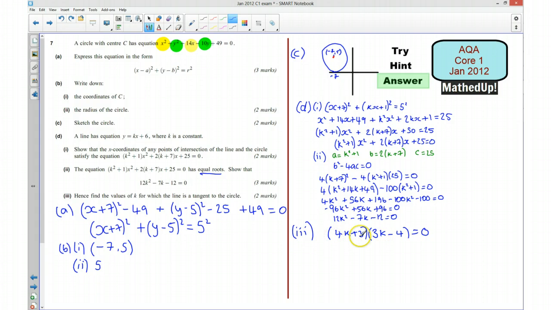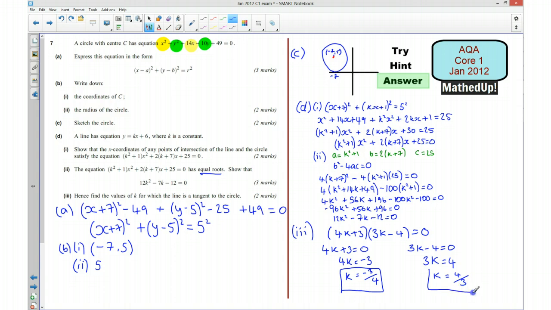So either 4k plus 3 is going to be equal to 0, or 3k subtract 4 is going to be equal to 0. If I solve this one for k, 4k equals negative 3, which means k is going to be equal to negative 3/4. And for this one here, I've got 3k equals 4, which means k is going to be equal to 4/3. And there you go. So those are my two solutions for k.